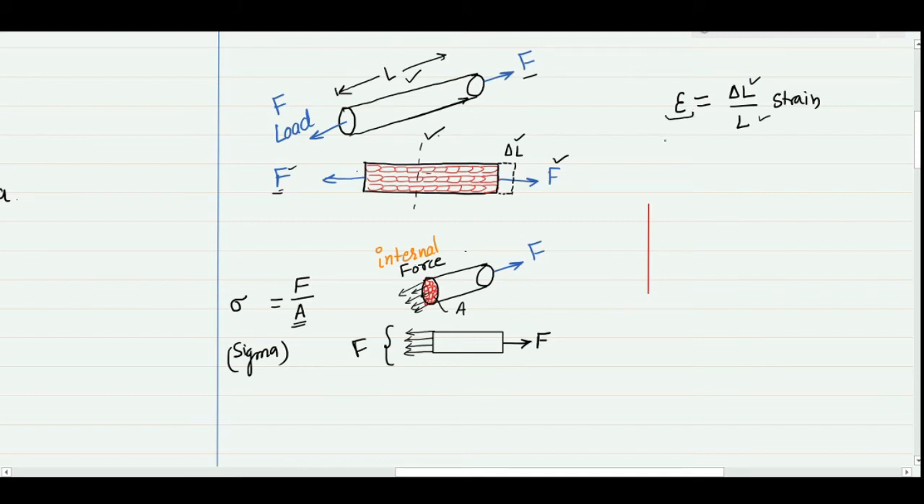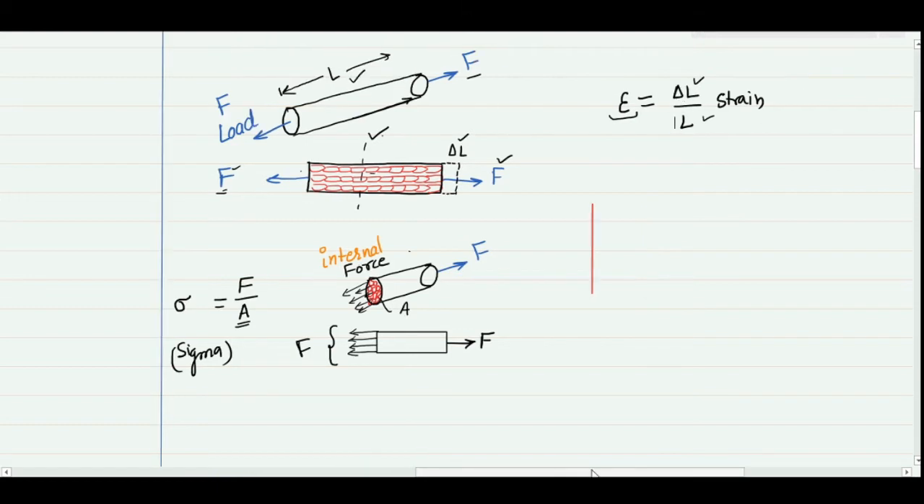This is a symbol known as the epsilon, and the unit of strain is meter by meter. That means it is a unitless quantity. Next thing is the relation between the stress and strain, if I am working within the elastic limit.